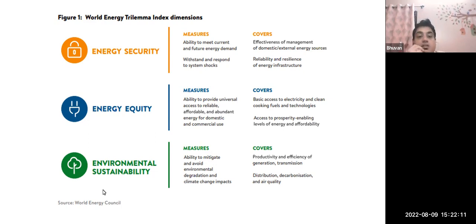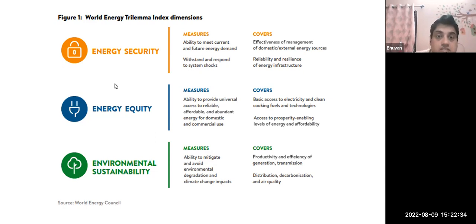And the next is environmental sustainability. It measures the ability to mitigate and avoid environmental degradation and climate change resulting from the usage and transportation of the energy sector. It includes productivity and efficiency of generation, transmission, distribution, decarbonization, and air quality.